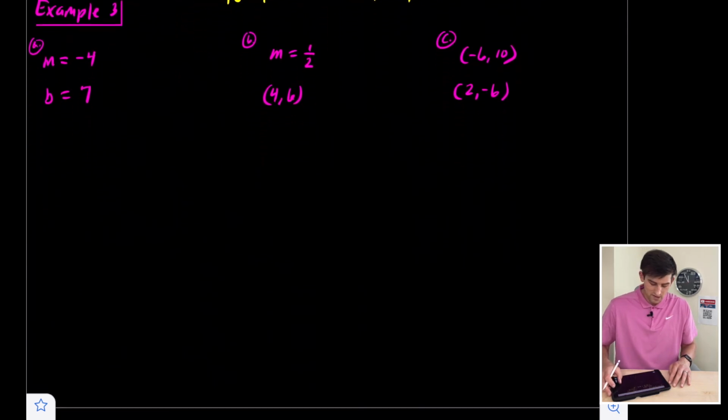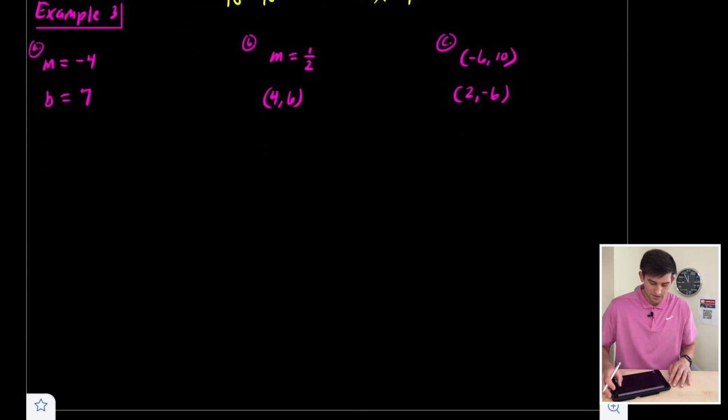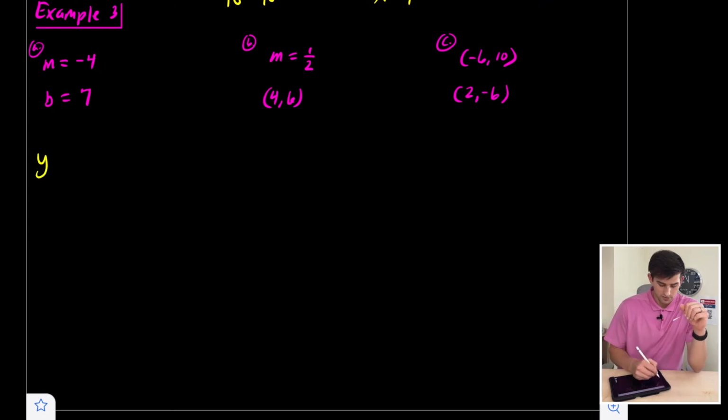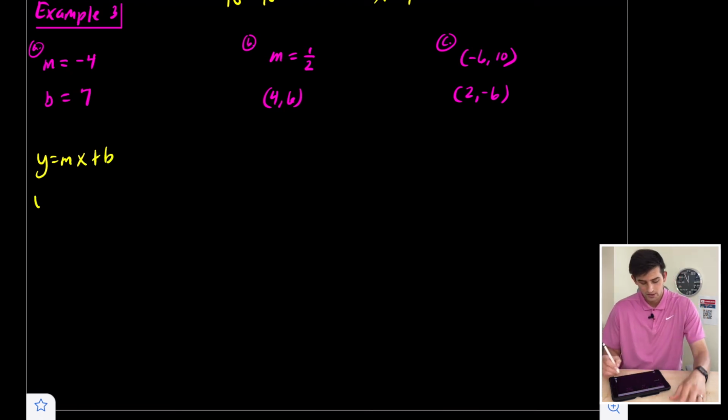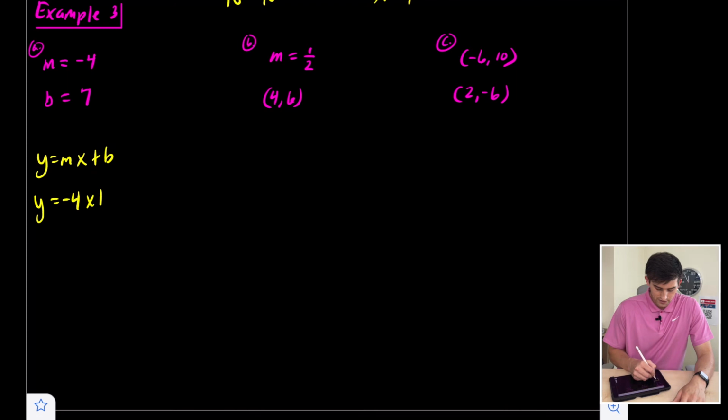All right, our last example that we're going to work through, we have 3 separate examples here. And basically this kind of mirrors that first initial screen that we looked at, where we have those 3 different scenarios. So the first one, we are given the slope and we're given the y-intercept. Super simple, super easy. We're just going to plug these into our slope-intercept form equation. So this would be y equals negative 4x plus 7.